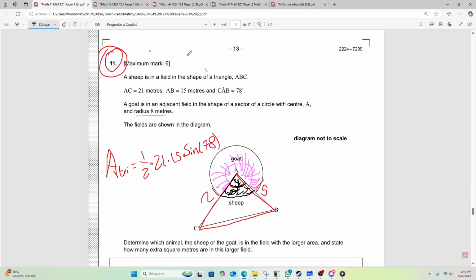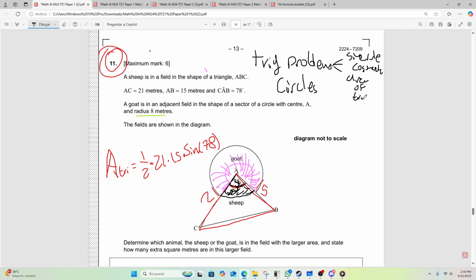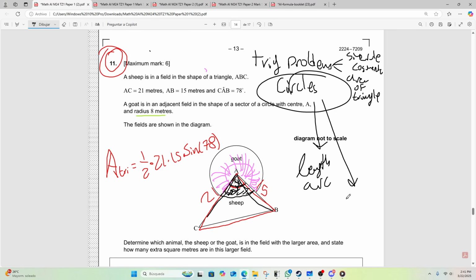For number 11, we can immediately say that it's a trig problem because there's a triangle and also a circle. In a trig problem, you can associate your 3 tools: the sine rule, the cosine rule, and the area of a triangle. Being aware that these are your tools helps you visualize earlier that I can find the area of this using the area of a triangle version. And knowing that we're talking about a circle here, you know that you have the formula for the length of an arc and the area of a triangle.